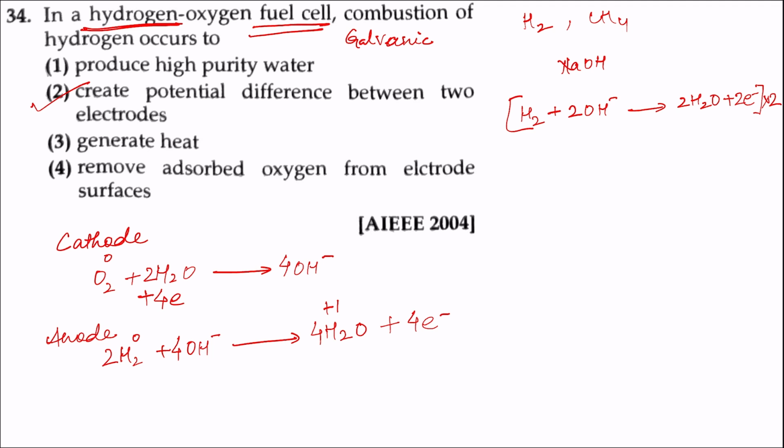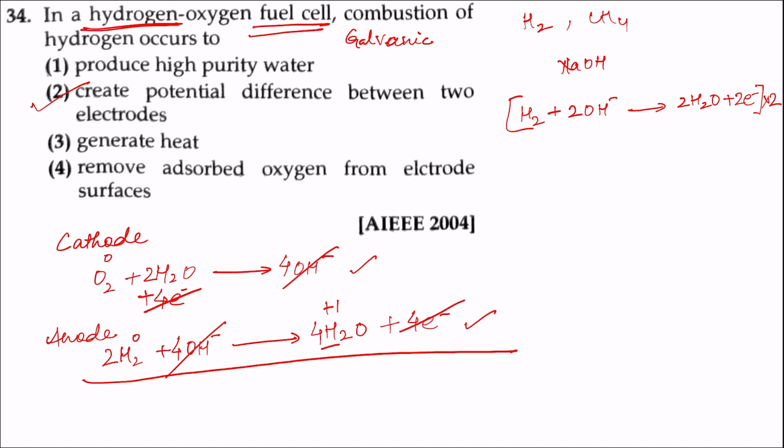Now the number of electrons gained is equal to the number of electrons lost. Adding the reactions at cathode and anode, 4OH minus ions will cancel, 4 electrons and 4 electrons will get cancelled, and 4H2O minus 2H2O will be equal to 2H2O. So the overall reaction which is taking place is 2H2 plus O2 forming 2H2O.